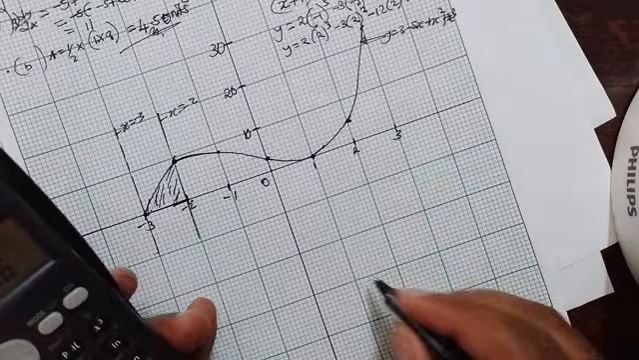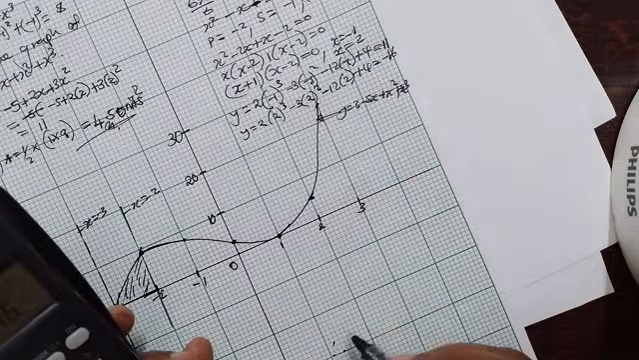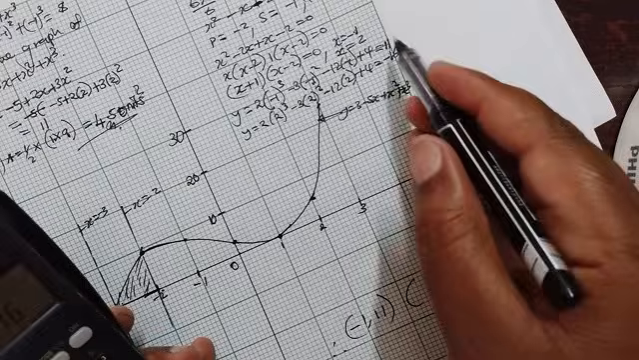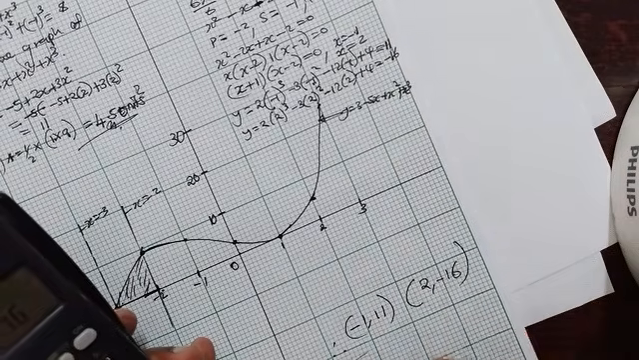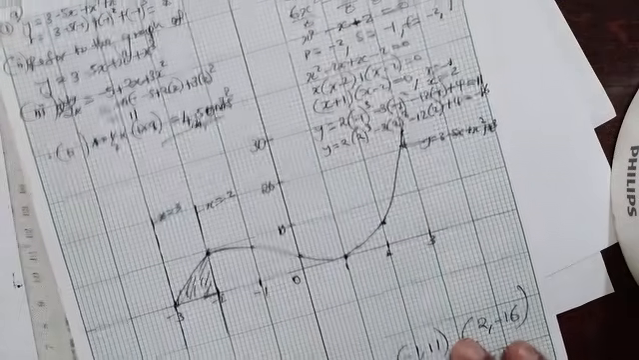Simply means that the coordinates are negative 1, 11, and 2, negative 16. Those are the coordinates of the stationary points, but you should have written this one on the answer booklet. Okay, we go to the next question.